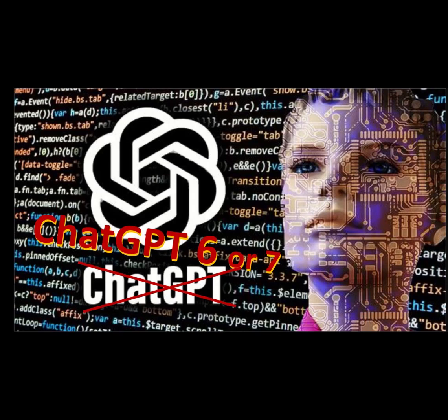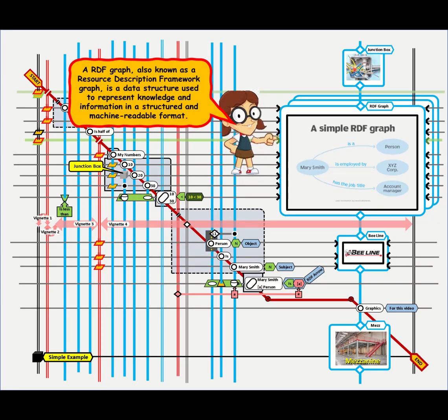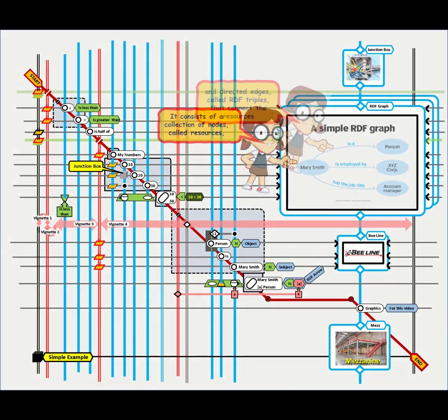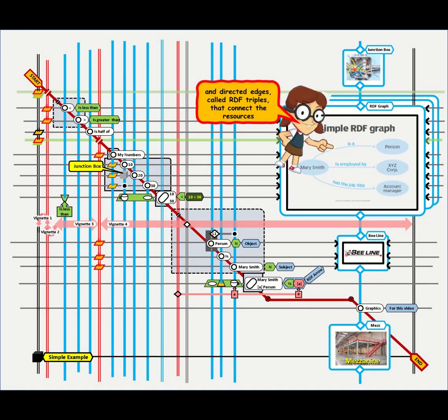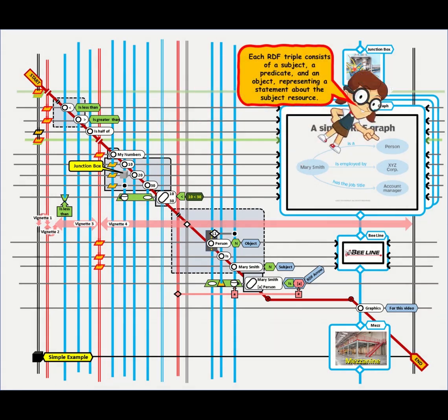Sorry, Amy. I'm not. So back to RDF graphs, if you don't mind. Let me read here what ChatGPT says about these. An RDF graph, also known as a Resource Description Framework graph, is a data structure used to represent knowledge and information in a structured and machine-readable format. It consists of a collection of nodes, called resources, and directed edges, called RDF triples, that connect the resources. Each RDF triple consists of a subject, a predicate, and an object, representing a statement about the subject resource.